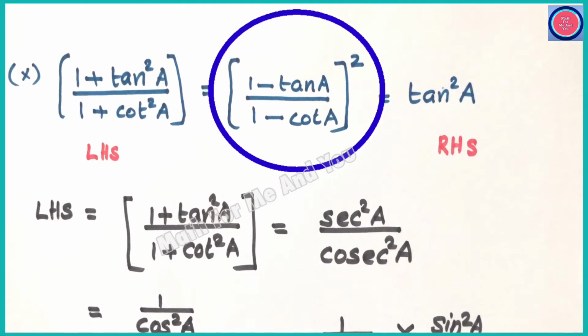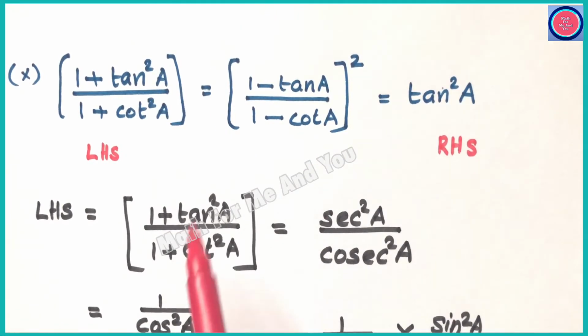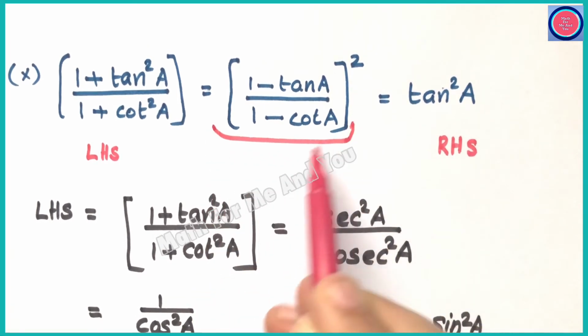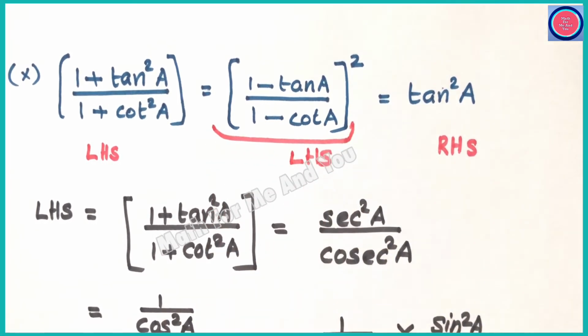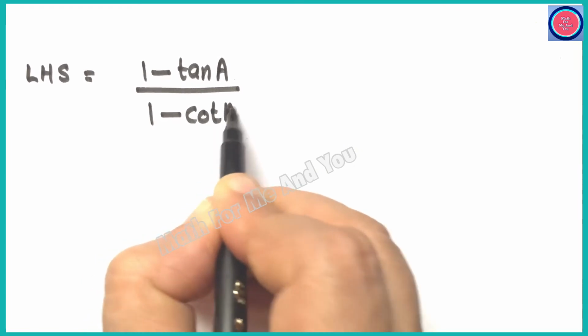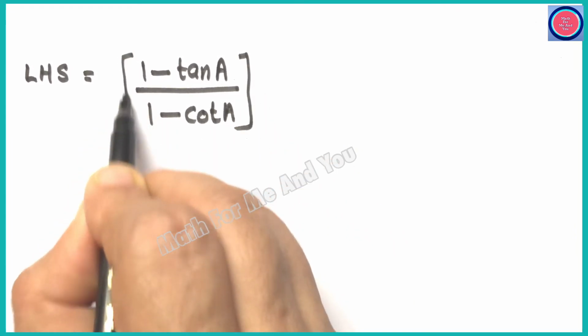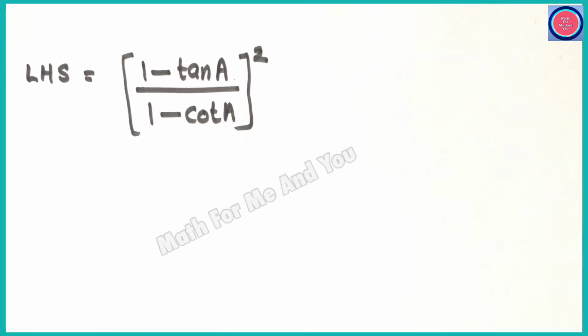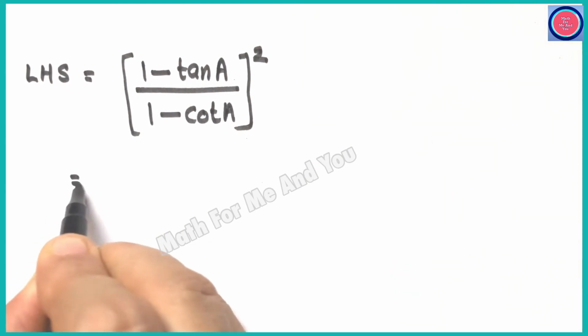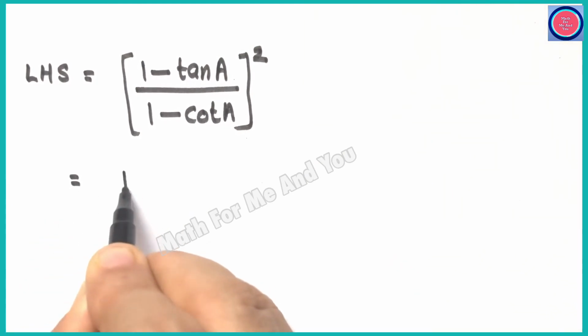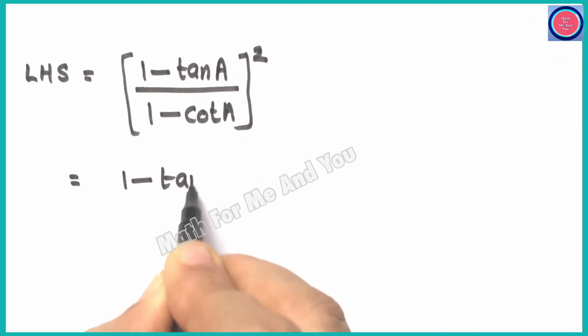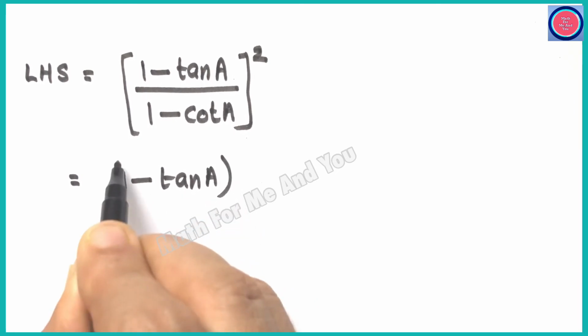Next we are going to take the second bracket, that is 1 minus tan a divided by 1 minus cot a the whole square equals tan square a. So we will consider this as our LHS. Let's start with LHS and we will prove the answer is equal to tan square a. LHS is equal to 1 minus tan a divided by 1 minus cot a the whole square. LHS is a fraction raised to power 2, so we give the numerator the power 2 and the denominator the power 2.